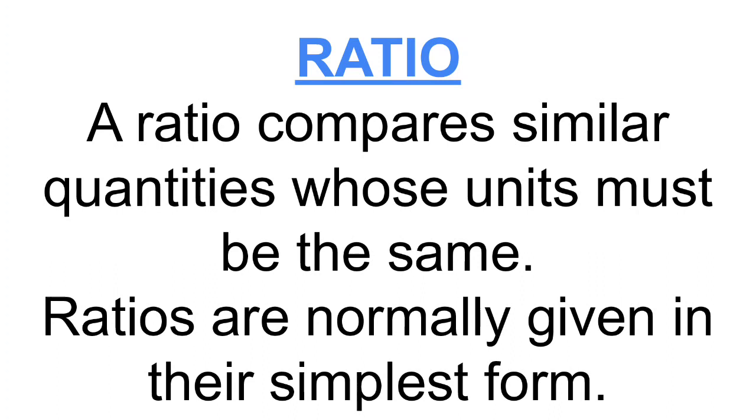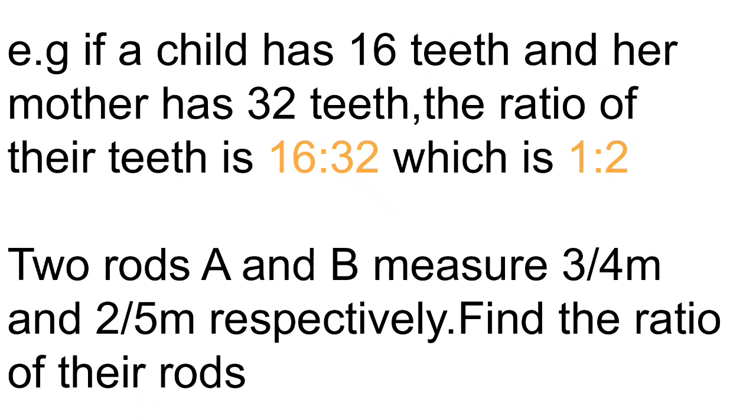For example, if a child has 16 teeth and her mother has 32 teeth, the ratio of their teeth is 16:32, which is 1:2. What you do in this case is you simplify the ratio to the simplest form. So in this case, it's going to be 1:2.